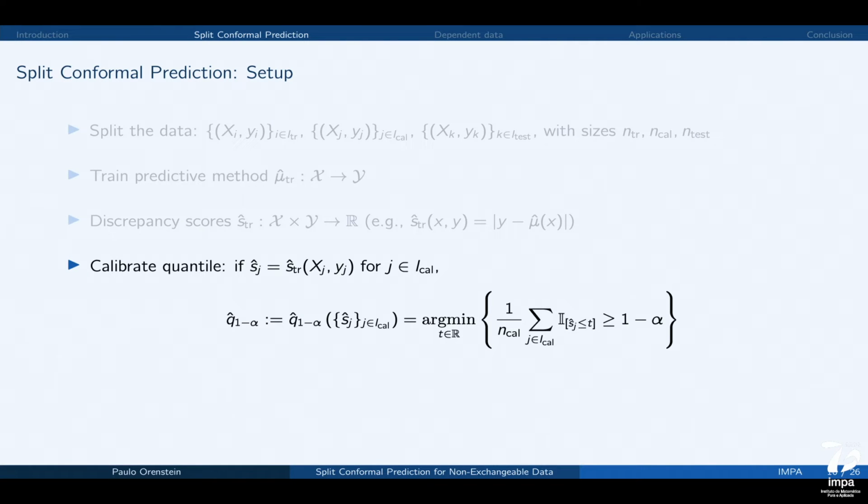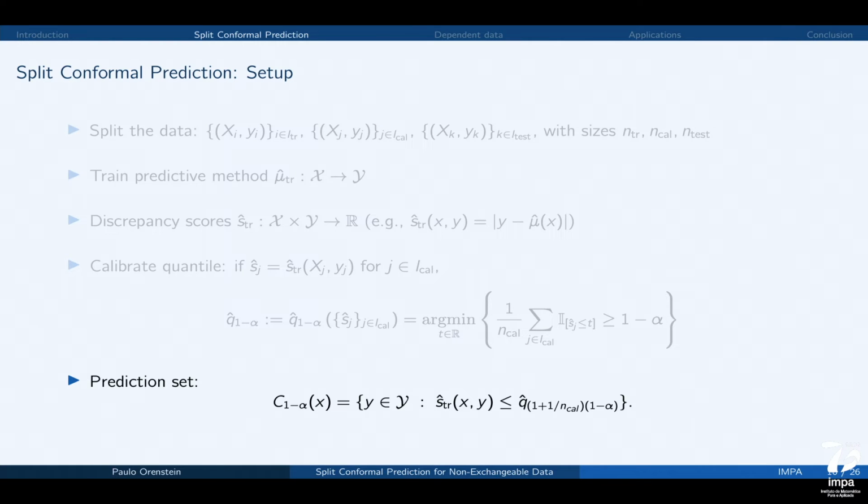And once that's done, I'm going to define my prediction set, C 1 minus alpha of x, as the set of y's such that the score of this y given my x is less than the empirical quantile that I calculated, nudged by a little 1 plus 1 over n cal factor. Okay, that's it. This is the rule. So this is an algorithm you can follow.